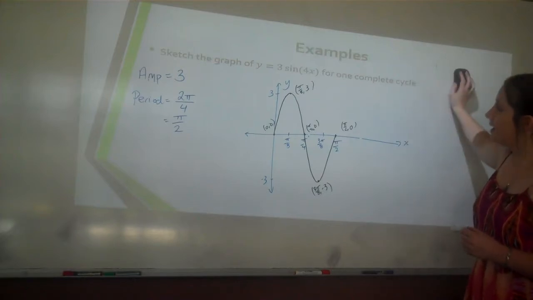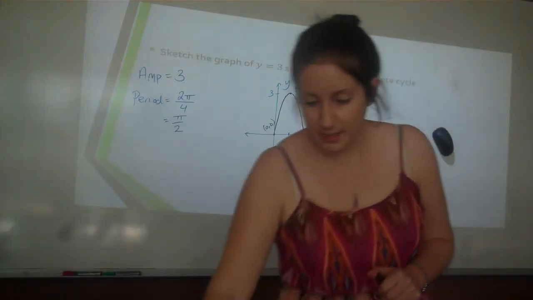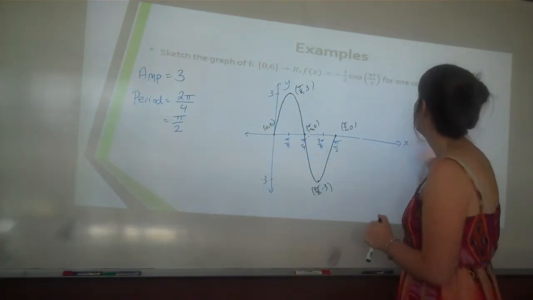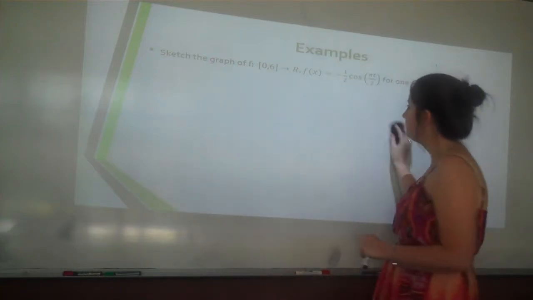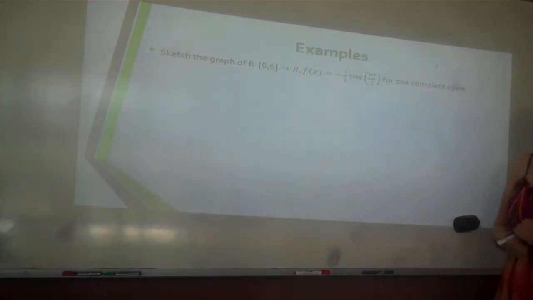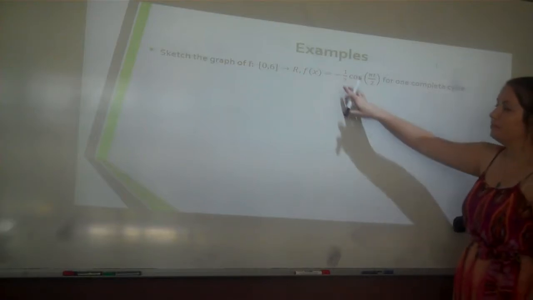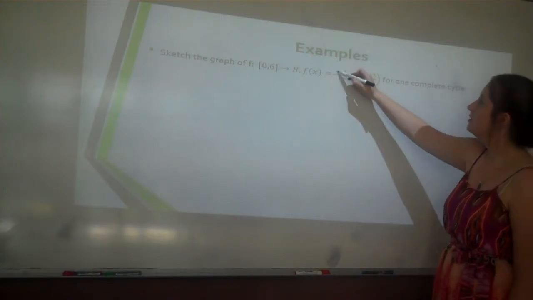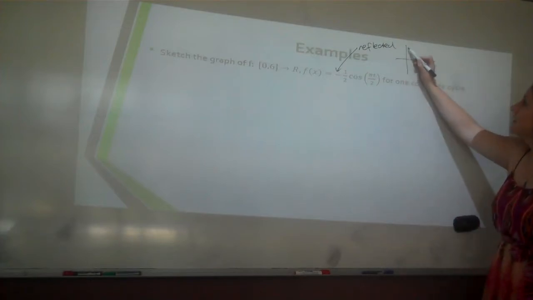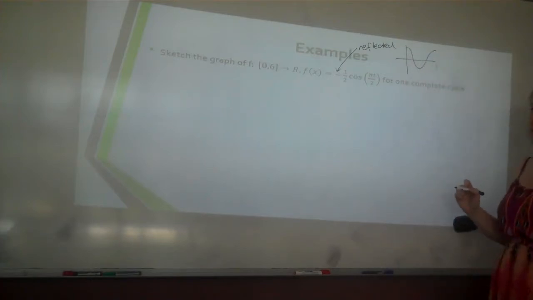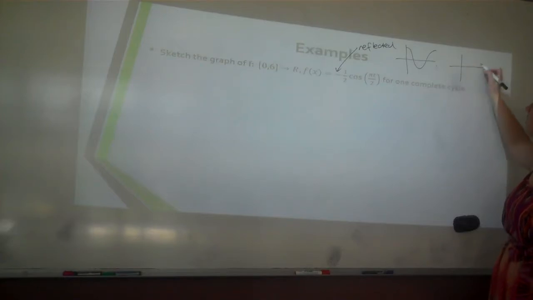So let's now have a look at a slightly more complex function that we're sketching. So we're sketching this graph of f given here. We've got a domain this time from 0 to 6. Because it is negative, that means it's been reflected. Okay? So our normal cos graph starts at 1 and goes like so. Our reflected cos graph then will be the opposite. It will start at negative 1. Okay, so this is our reflected graph.